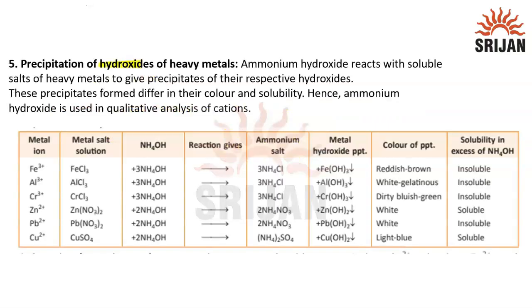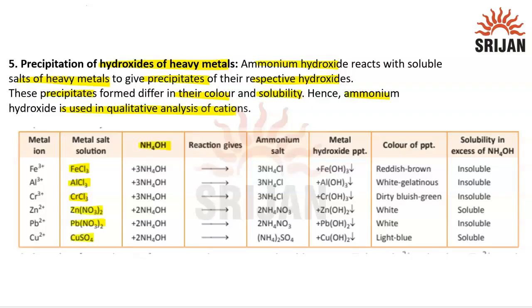Then the preparation of hydroxides of heavy metals. Ammonium hydroxide reacts with soluble salts of heavy metals to give precipitates of their respective hydroxide. These precipitates differ in their color and solubility. Hence, ammonium hydroxide is used in qualitative analysis of cations. So here we have the metal salt solutions, which are iron chloride, aluminum chloride, chromium chloride, zinc nitrate, lead nitrate, and copper sulfate.